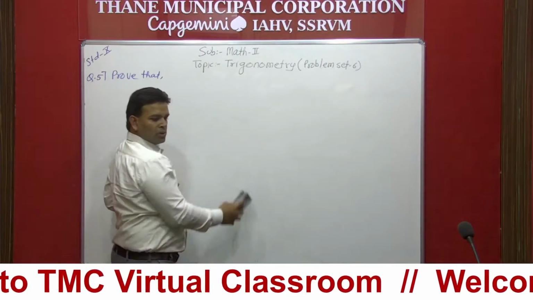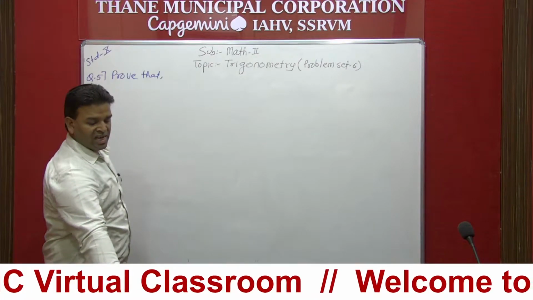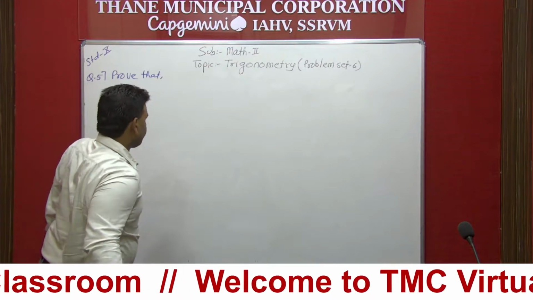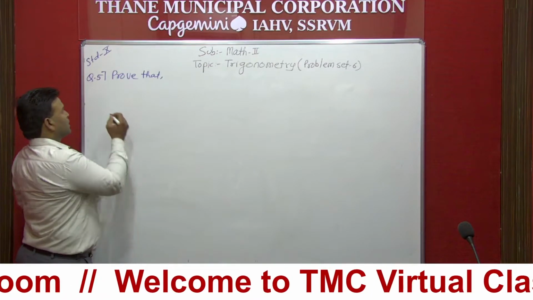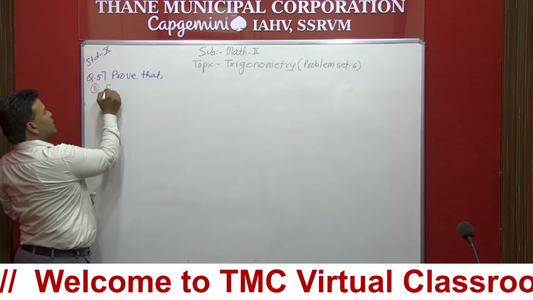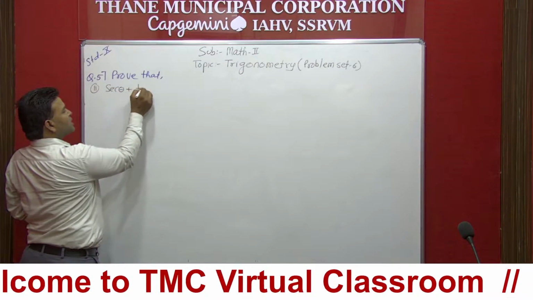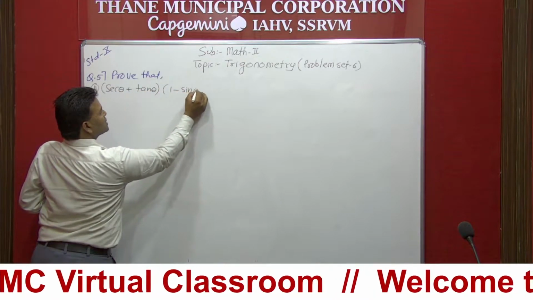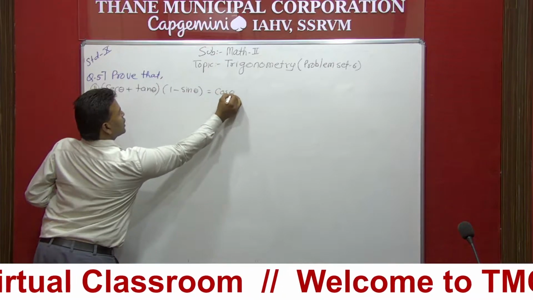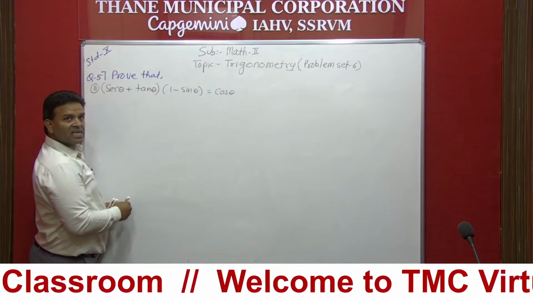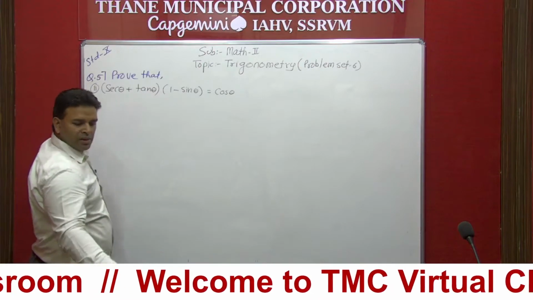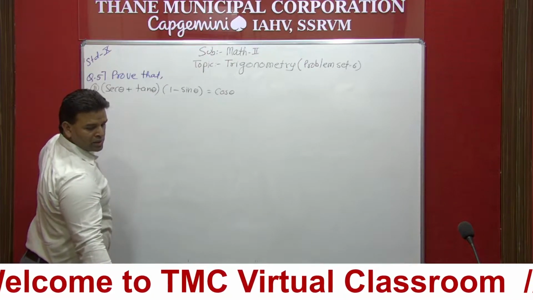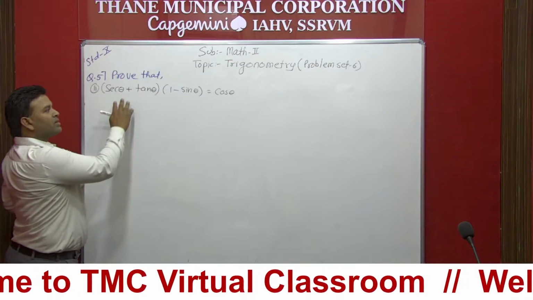Now in question number 2, see the question. Sec theta plus tan theta, second bracket 1 minus sin theta is equal to cos theta. Question number 2 is sec theta plus tan theta, second bracket is 1 minus sin theta, that is equal to what? Cos theta. Let us check the question. Sec theta plus tan theta, second bracket 1 minus sin theta, that is equal to cos theta. Yes, the question is correct. Now let's start with the proof.